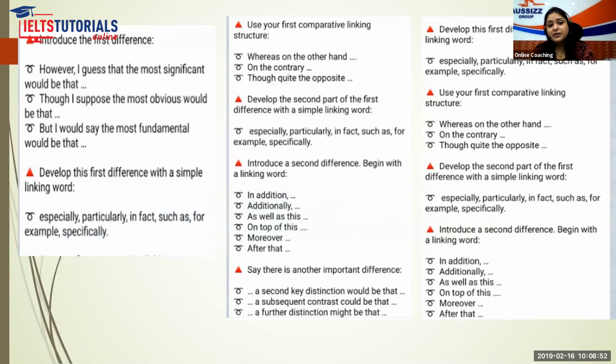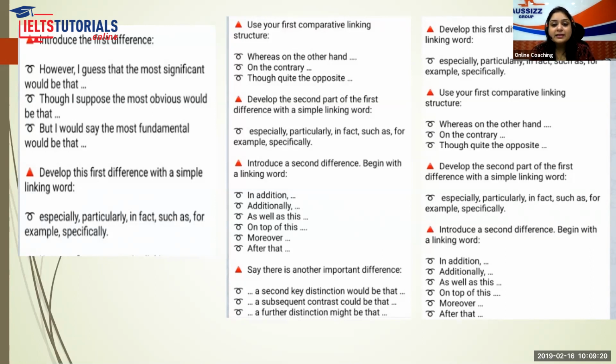and if you want to introduce the second part, then you have to add "on the other hand" and all. But if you want to add linkers also, you can add moreover, in addition, as well as, on top of this, moreover, after that. So please go with such linkers, because they are also giving you the proper sense of connectivity to the examiner. Okay. Say there is another important difference.